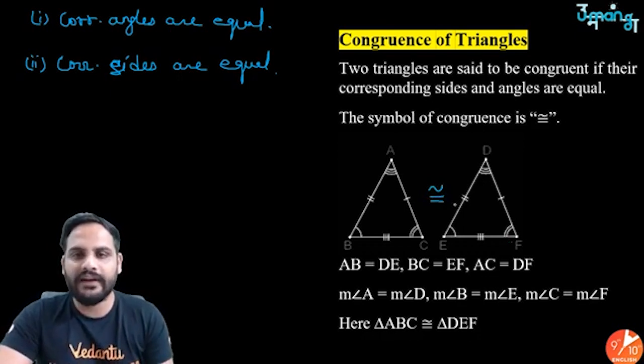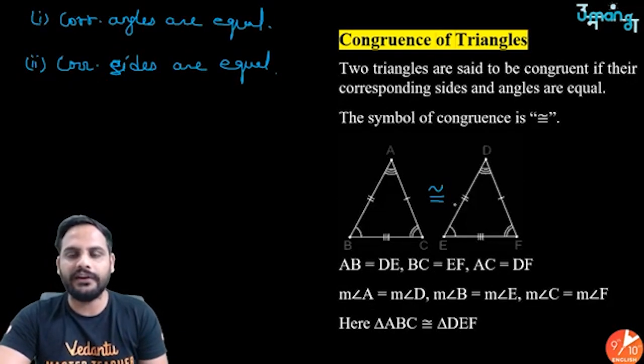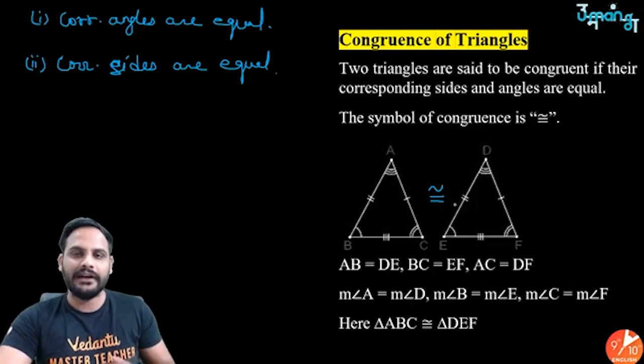Now suppose I have to prove two triangles congruent. It is not necessary that every time I have to prove all the three angles equal and all the three sides equal.